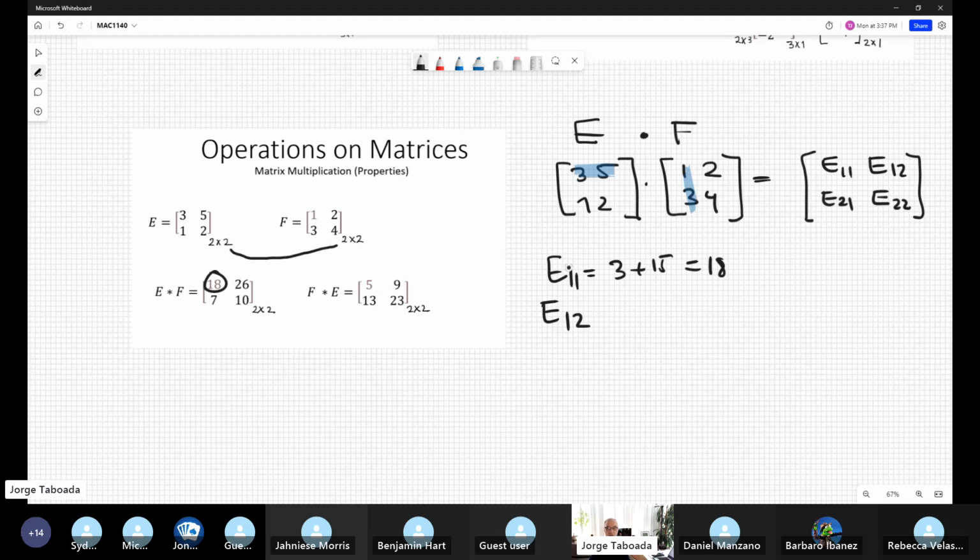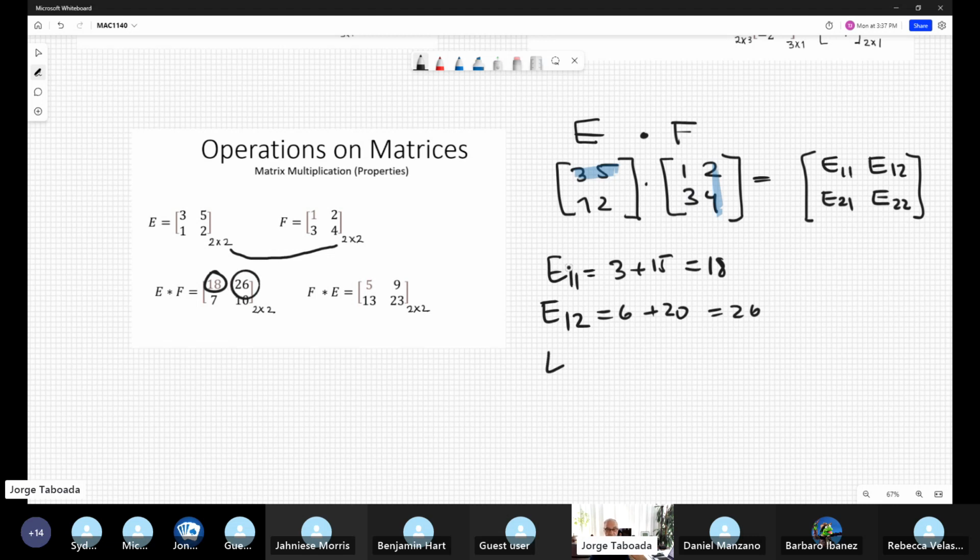E12. Well, yes, you multiply now. Again 1, but multiplication by 2. So it is 3 times 2, 6, plus 20, no? Because 5 times 4 is 20. 26. Boom, I get that.